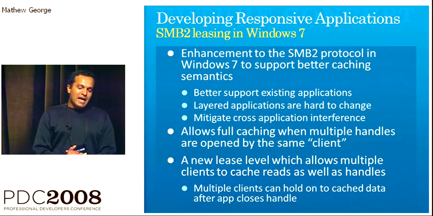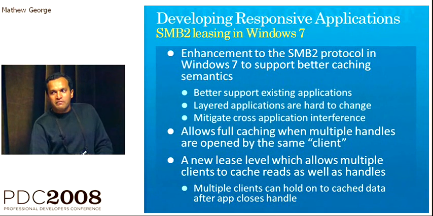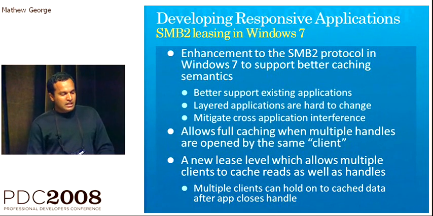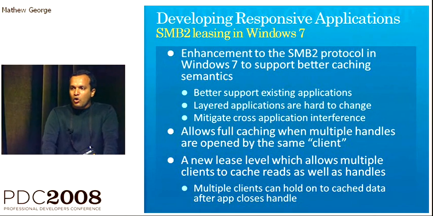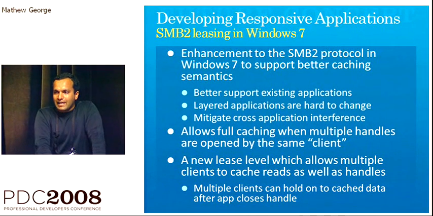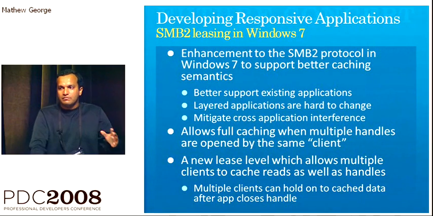And in addition, we added a new lease level which allows read and handle caching. So if you look at the level 2 op lock, it allowed only read caching. It didn't have handle caching. So this is a new level which allows multiple clients to hold on to cache data even after the apps close their handles. So this is a shared lease. It can be held by multiple clients, and it allows the clients to cache the reads as well as handles. And as a result, the cache can live even after the app closes the file.